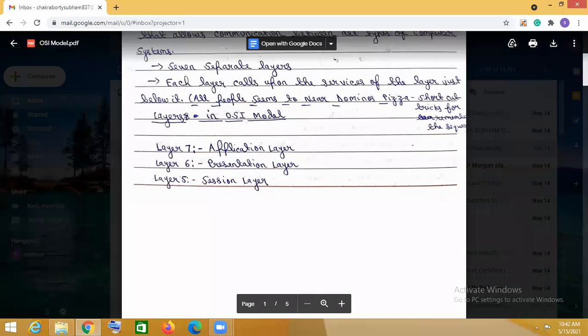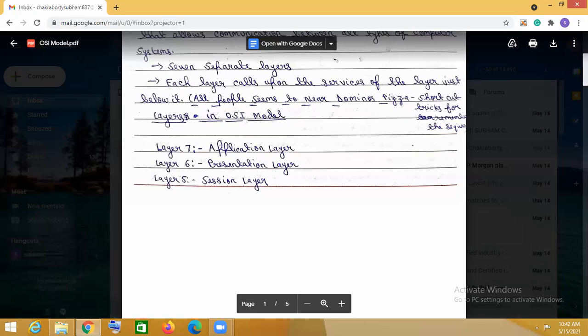Pupils: the first letter is P. Seem: S. To: T. Need: N. Domino's: D. And Pizza: P. So after writing the first letters, you will automatically have in mind that first is the application layer, then the second is the presentation layer. S means session layer, T means transport layer, N means network layer, D means data link layer, and P means physical layer.